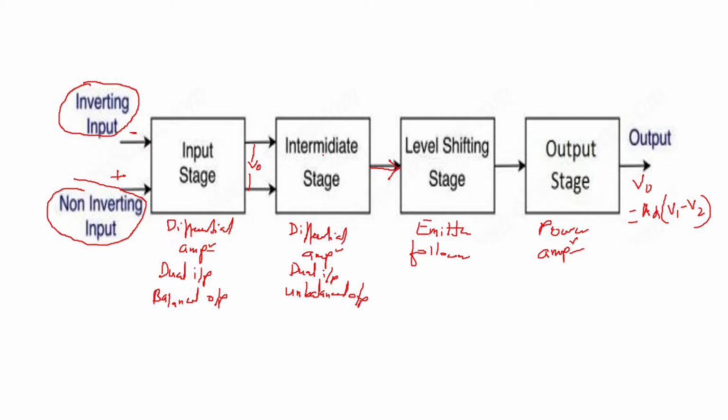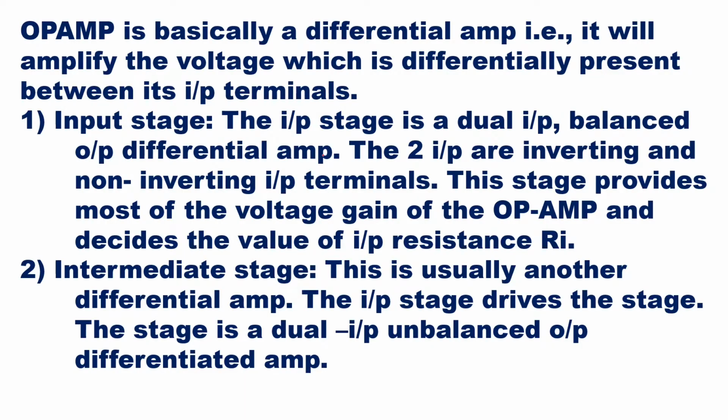So the four stages of the block diagram are: the input stage, which is a differential amplifier with dual input balanced output; the intermediate stage, which is a differential amplifier with dual input unbalanced output; then the level shifting stage, which is an emitter follower; and then the output stage, which is a power amplifier. Then if you go to the notes of the four blocks, you can see these notes for your reference.